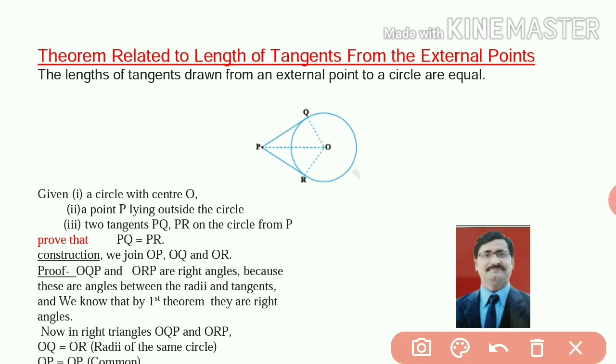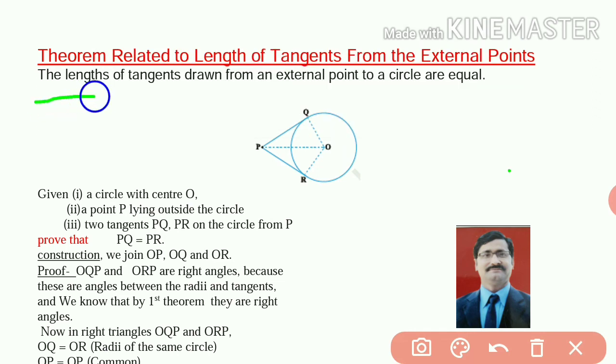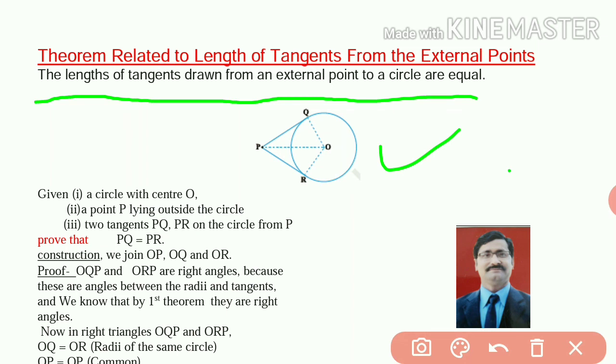Look here, the theorem related to length of tangents from an external point. We have to prove that the lengths of tangents drawn from an external point to a circle are equal. You draw two tangents from an exterior point, as you know already, and the lengths of those tangents will be equal. Given a circle with center O, a point P lying outside the circle, and two tangents PQ and PR to the circle from P. We have to prove that PQ equals PR.